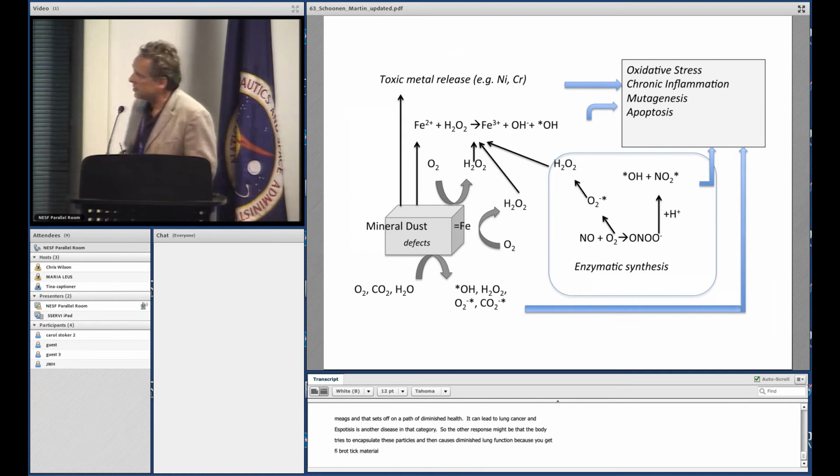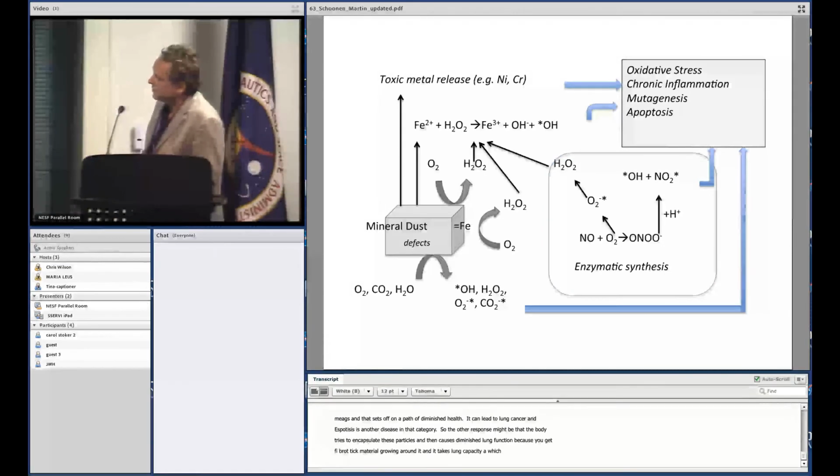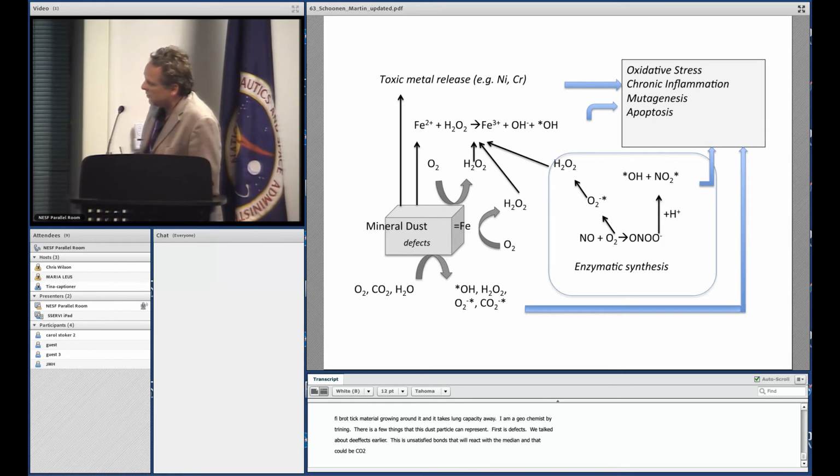So if you look at the chemistry, I'm a geochemist by training, so I'm interested in the chemistry of this. If this is a generic dust particle, there's a few different things that this dust particle can represent in terms of reactivity. First is defects, and we talked a little bit about defects earlier. This is unsatisfied bonds that will react with the medium. There could be oxygen, CO2, water can be involved, and that leads to a variety of different radicals, either carbon-based or oxygen-based radicals. We can also have iron, for example, dissolve into cell fluid or lung fluid, as well as other metallic elements.